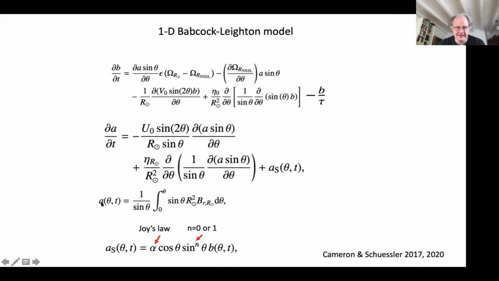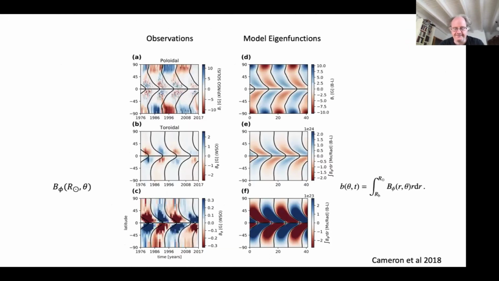It has a relationship for the source term. And this is the term which connects the two equations. In particular, it's the source term for the toroidal field, which tells you Joy's law takes field or produces toroidal field from flux emergence.